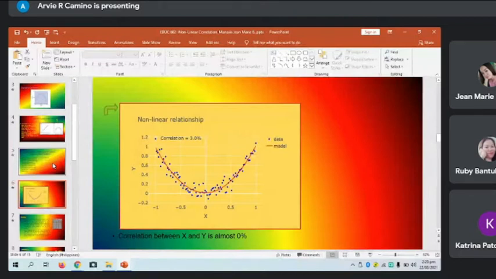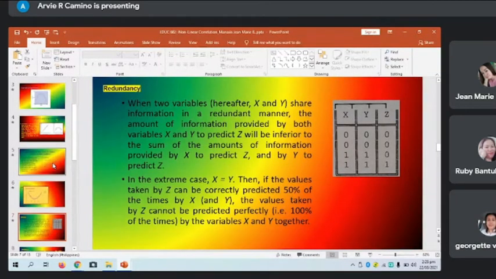As you can see, in the nonlinear relationship, the correlation between x and y is almost zero. From the y and x axes, the correlation is 3.0%. So it is a curve, because it is nonlinear.